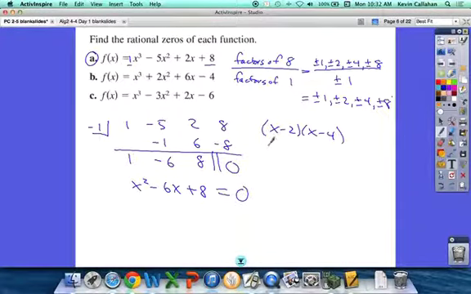So the last two zeros are x equals 2 and x equals 4, which are in our list, right? So there's your 3 zeros. Now, if I would have gotten to the bottom here and it wasn't remainder 0, I would have just done another one until I found one.